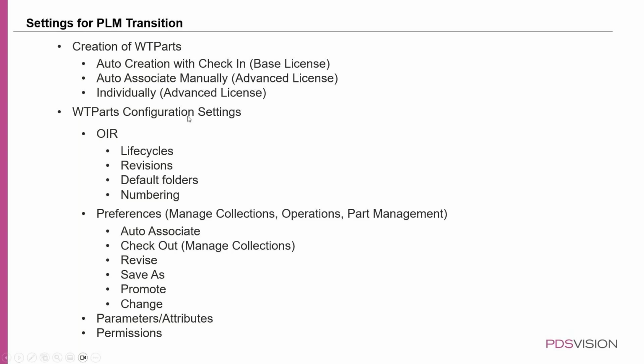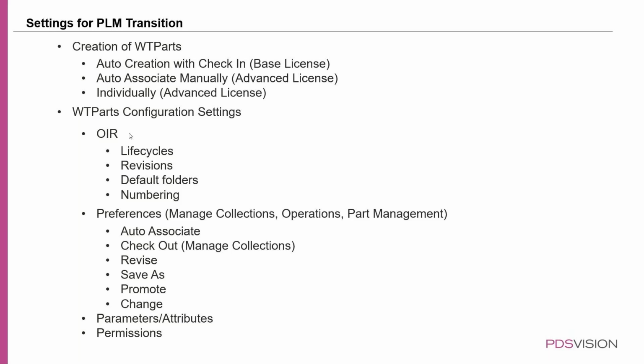Now, some of the things we also want to keep in mind as we start to incorporate WT parts. One of the first things we want to do is make sure our configurations are set. We want to define our object initialization rules. What that simply means is we're going to assign a life cycle to that WT part, make sure the revision is set, define what the default folder is going to be for your WT parts, as well as define the numbering. Auto numbering is fine, but with your life cycles and revisions, most of that is simply the same as what we're using for the CAD files. So we just want to make sure we duplicate that for the WT parts.